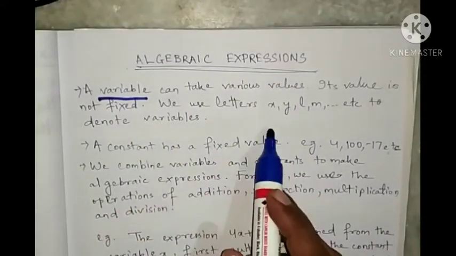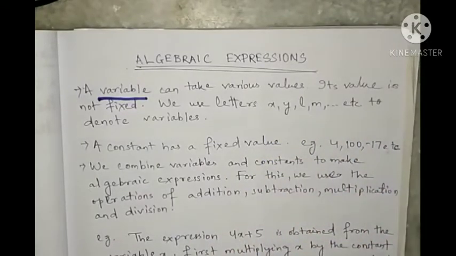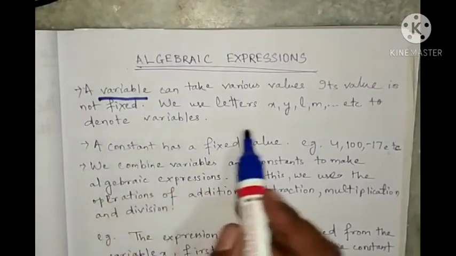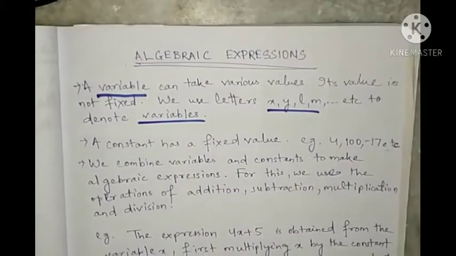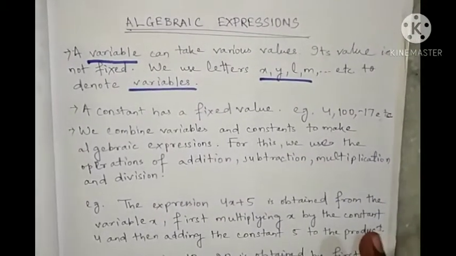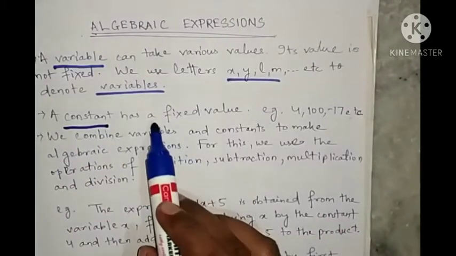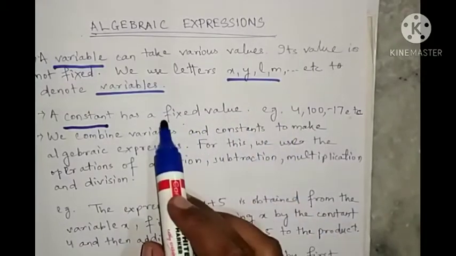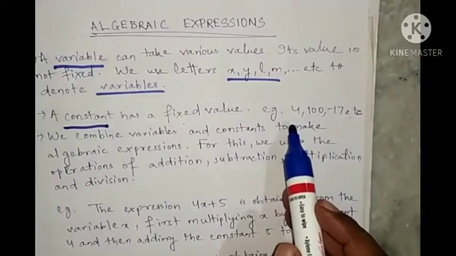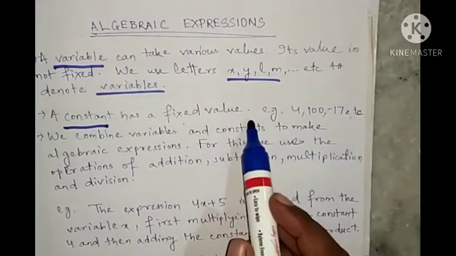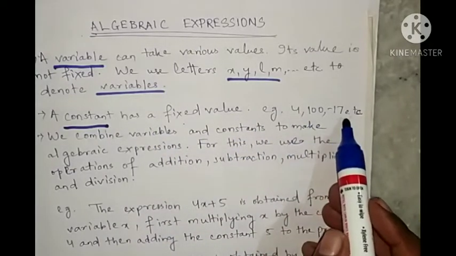We use letters like x, y, l, m, a, b, c, d, a to z to denote the variables. These are not fixed; the value can be anything. But a constant is a number that has a fixed value. That may be a positive integer, a negative integer, or 0. For example, 400, minus 17, etc.